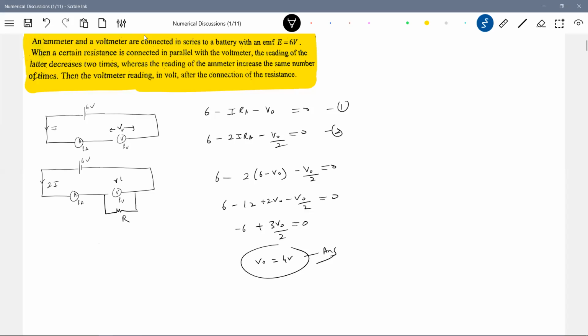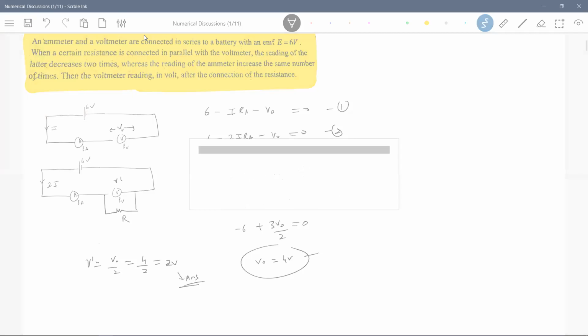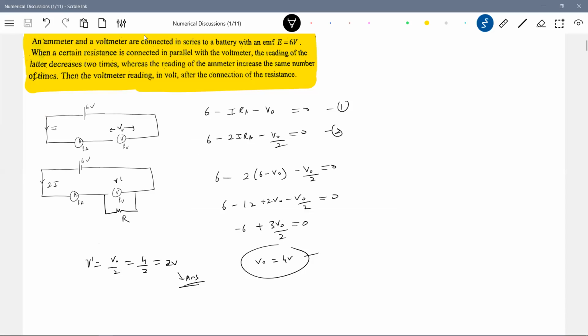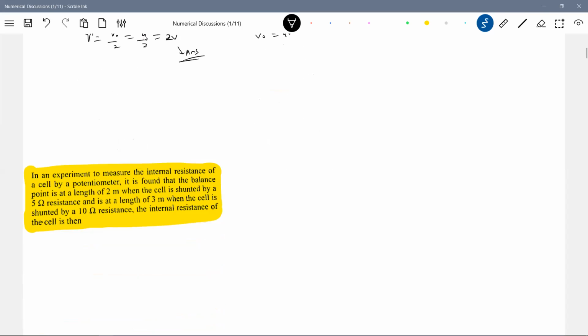No, I think 2 volt. V dash is how much? No, the answer is not 4 volt. So V dash is V naught by 2. Okay, further, V dash is V naught by 2. So 4 by 2, your answer will be 2 volt. This will be your answer. The answer should not be 4, should be 2. Let's take the next one.